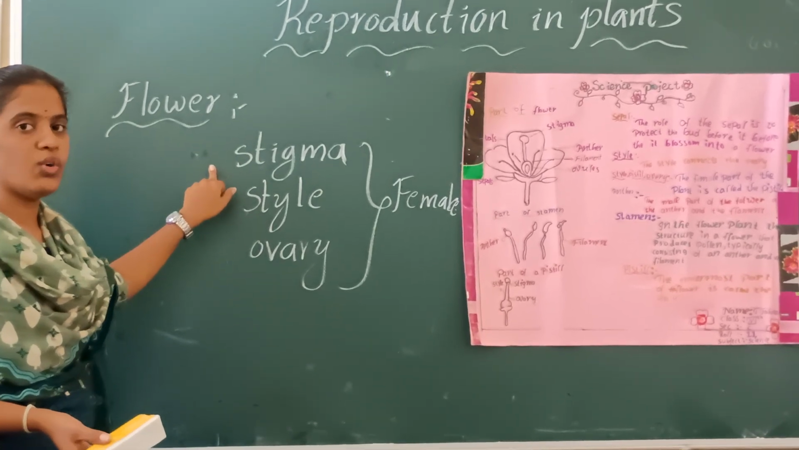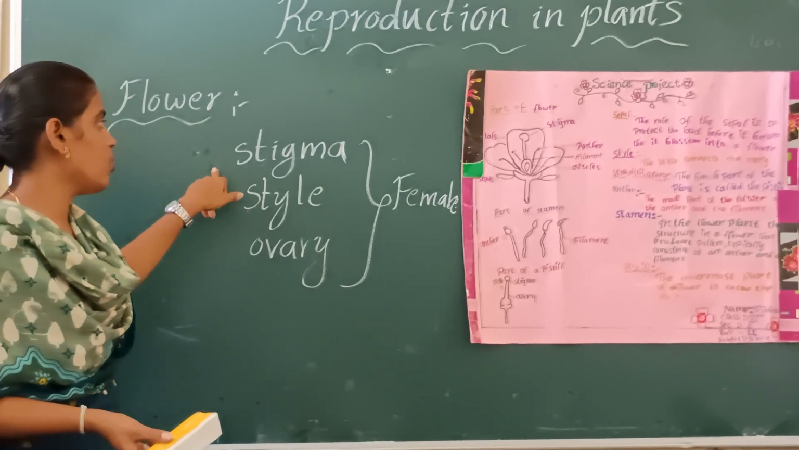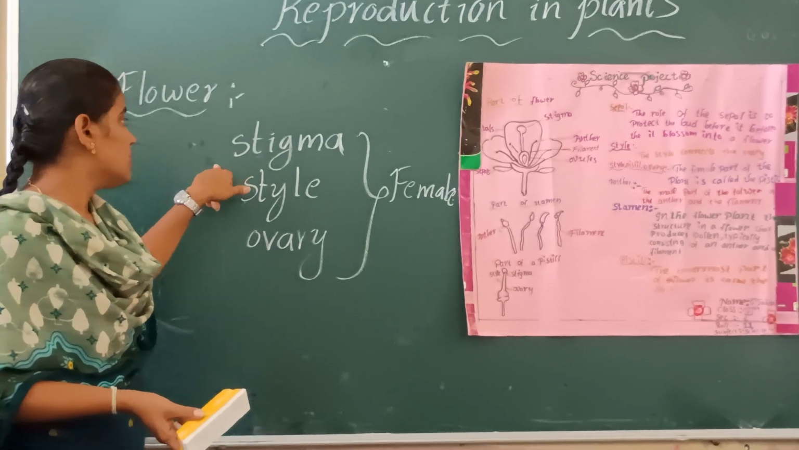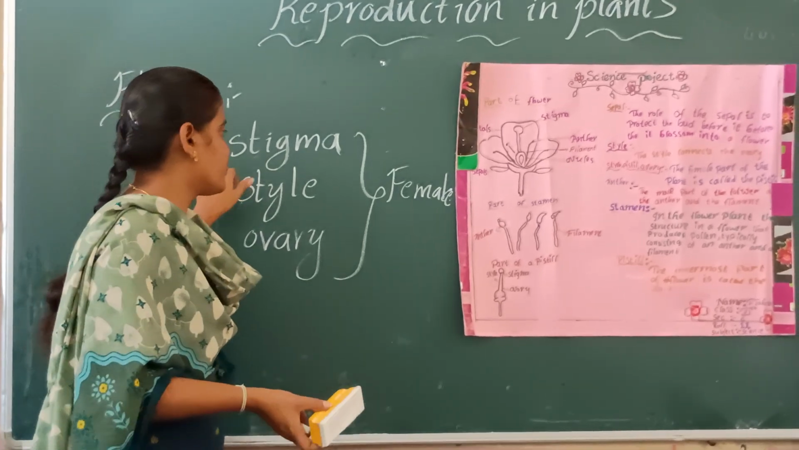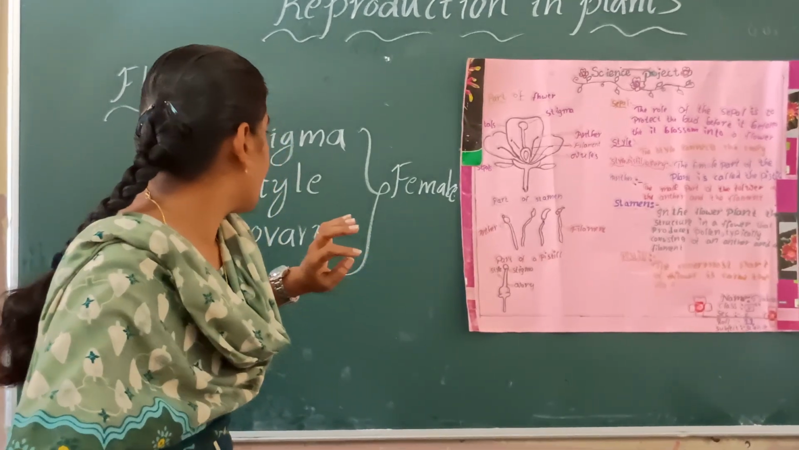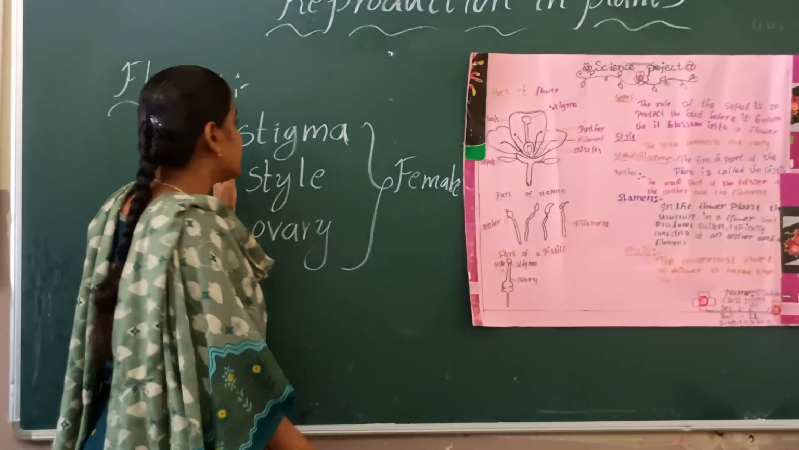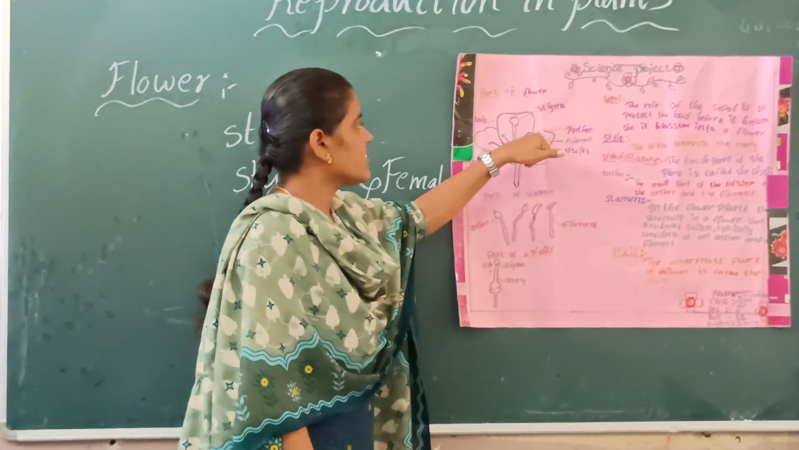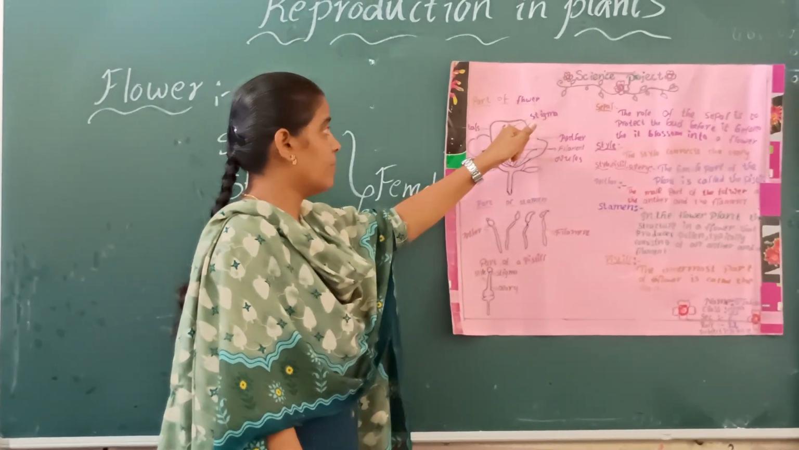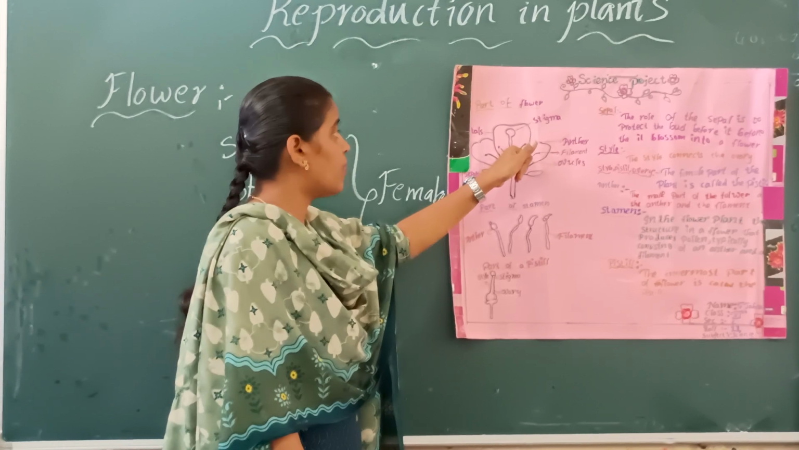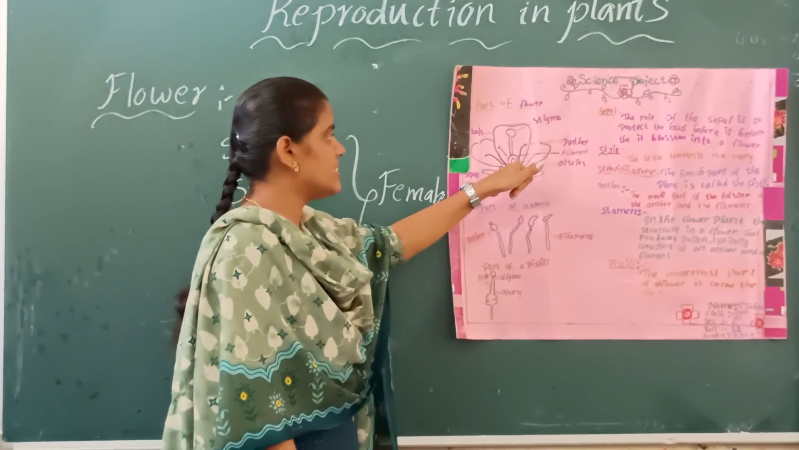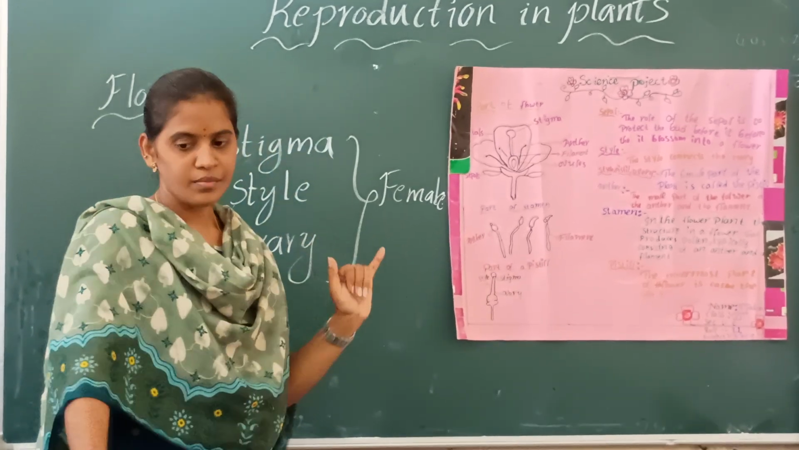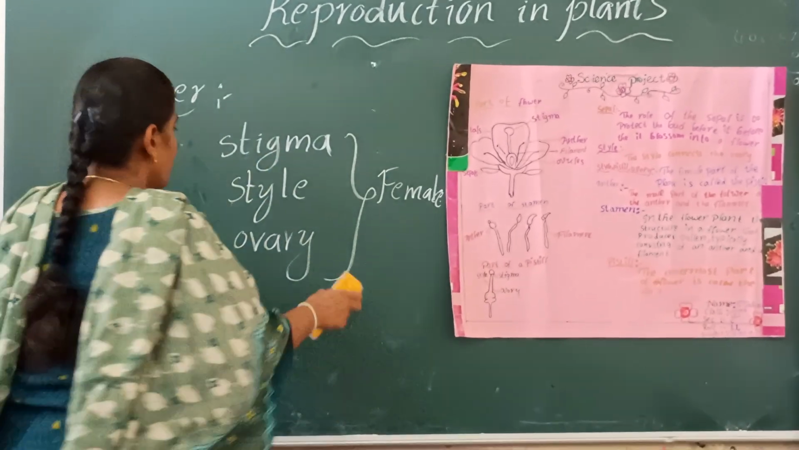The stigma has a small opening which the pollen grains enter. Then the ovary. Finally, the pollen grains from the anther reach the stigma, and then through the help of the style, finally they reach the ovary. So this is about the parts of a flower.